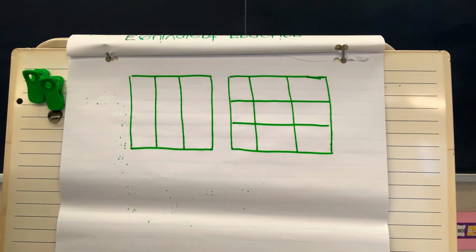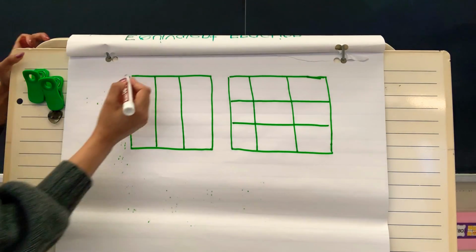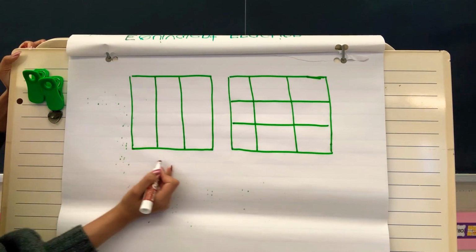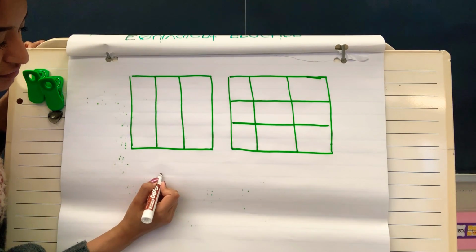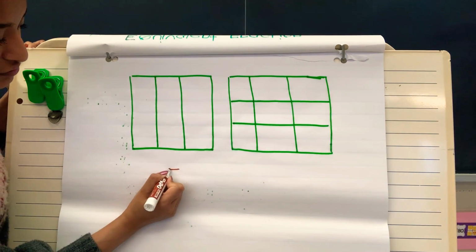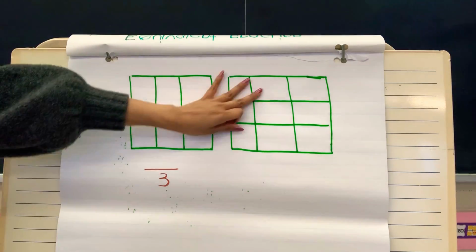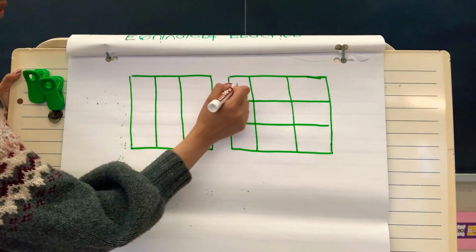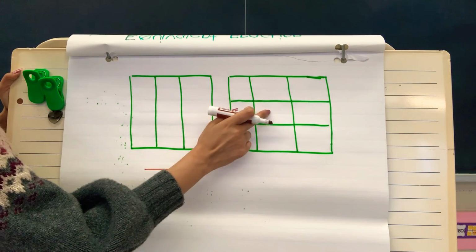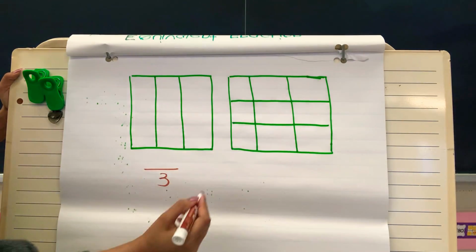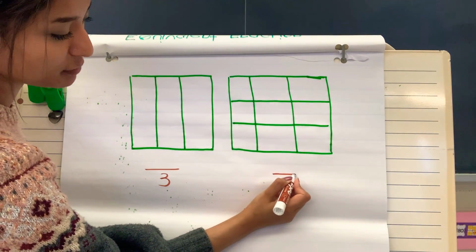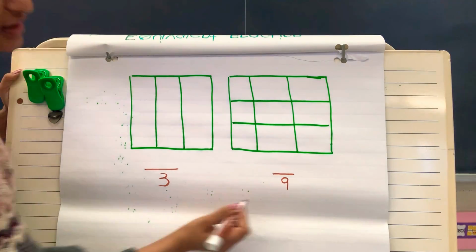Now, let's shade some parts. Okay, before we do that, let's write down how many parts do I have? I have 3 parts. Okay, now how many parts do I have here? 1, 2, 3, 4, 5, 6, 7, 8, and 9. So I know my denominator here would be 9.